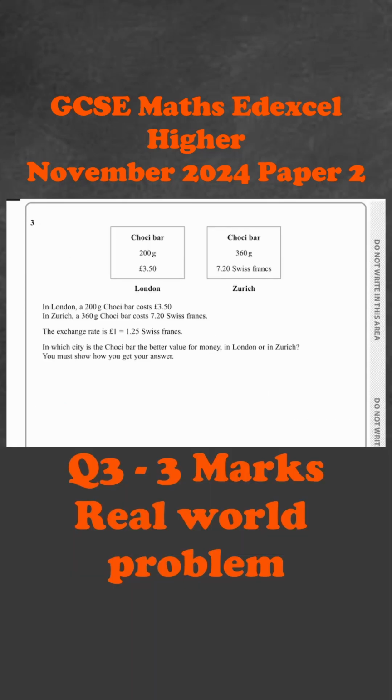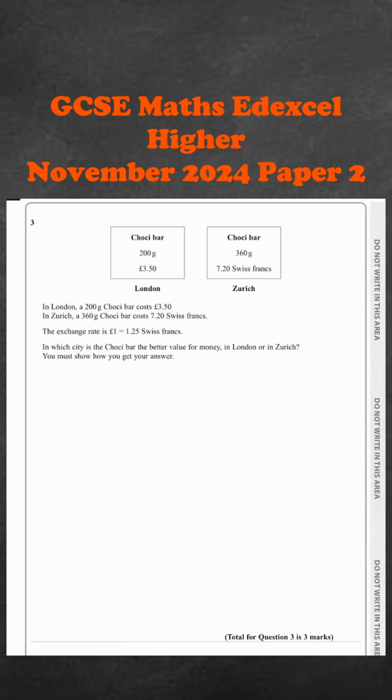Question number 3. In London, a 200-gram chocolate bar costs £3.50. In Zurich, a 360-gram chocolate bar costs 7.2 Swiss francs. The exchange rate is £1 equals 1.25 Swiss francs. In which city is the chocolate bar the better value for money? In London or in Zurich? You must show how you get your answer.